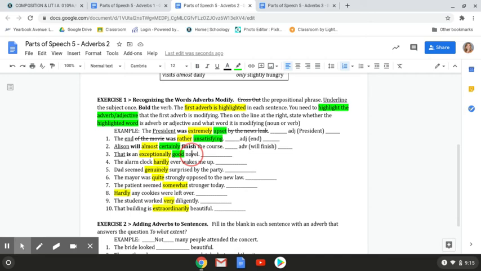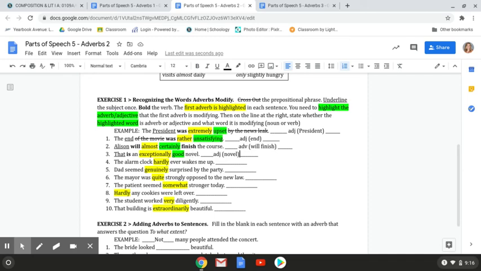Okay, novel. Is that a noun or a verb? Novel is a thing, so it's a noun. So good is modifying a noun. Therefore, good is functioning as an adjective. And we're going to note that it's modifying novel. So we have an adverb modifying an adjective, modifying a noun in this case.